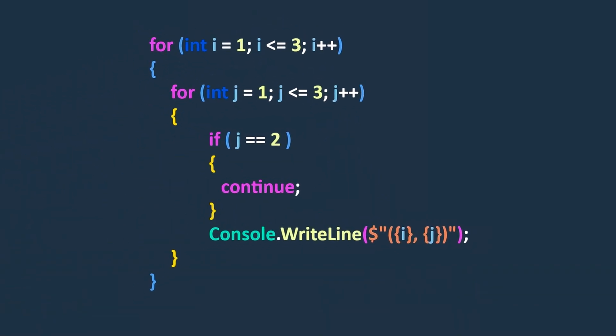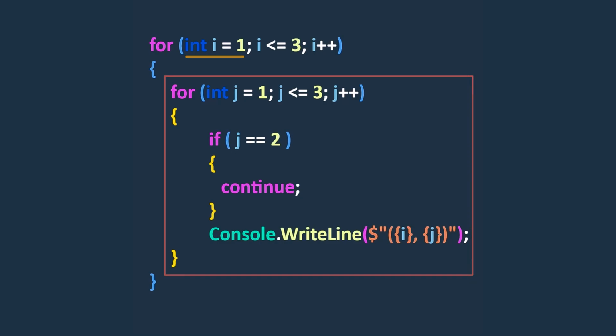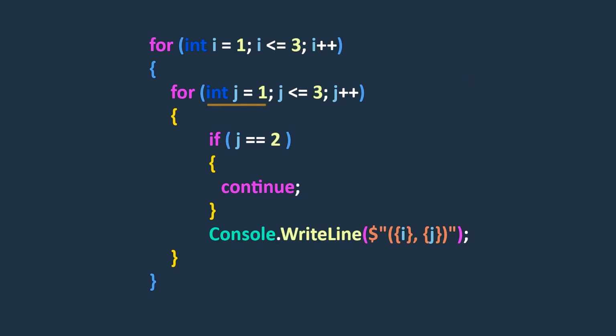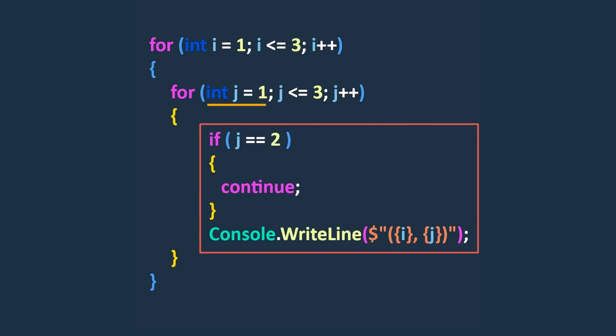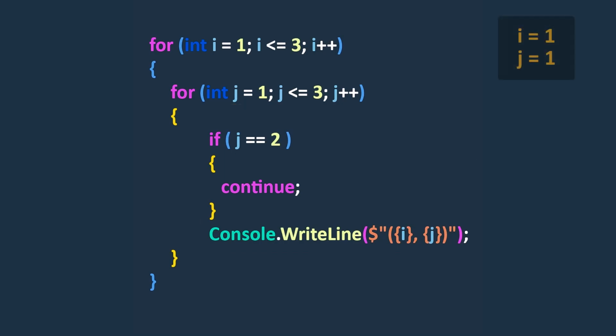In this example, there is a nested for loop. The outer loop iterates from 1 to 3, and the inner loop also iterates from 1 to 3. The outer loop starts with i equals 1 and executes the inner loop. The inner loop starts with j equals 1 and executes the code inside the loop block. In the beginning, since j is not equal to 2, the values of i and j are printed.